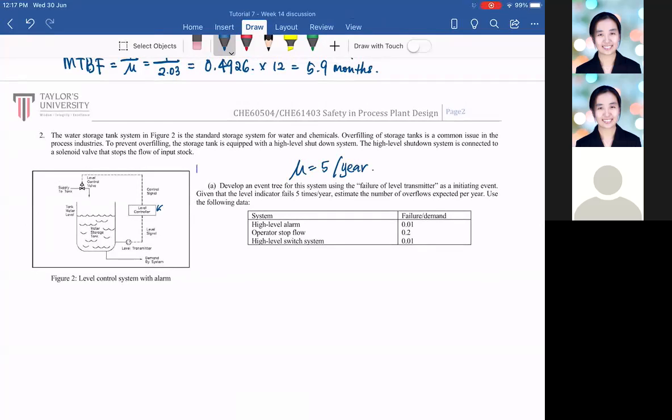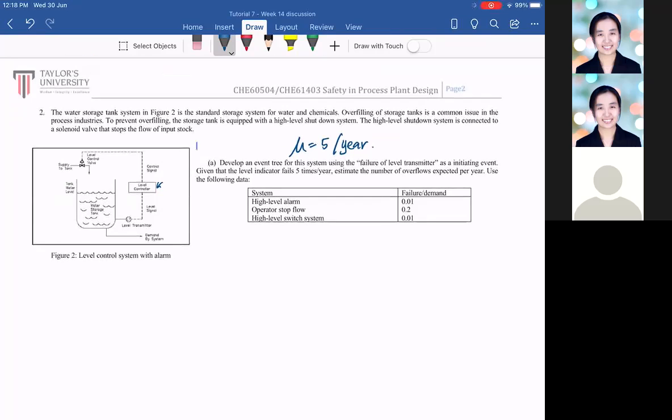Okay, and use the following data. So we have the high level alarm, and then of course when the alarm rang, the operator will stop the flow. Okay, and also we have another high level switch system, where when the alarm rang, it triggers only when the alarm rang. So if the alarm doesn't ring, because that's the switch system, if the alarm doesn't go off, then it will overflow as well. Okay, so let's start.